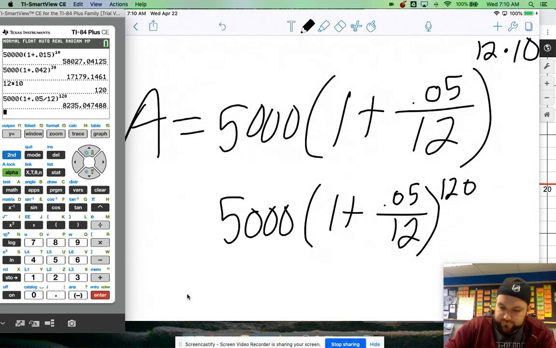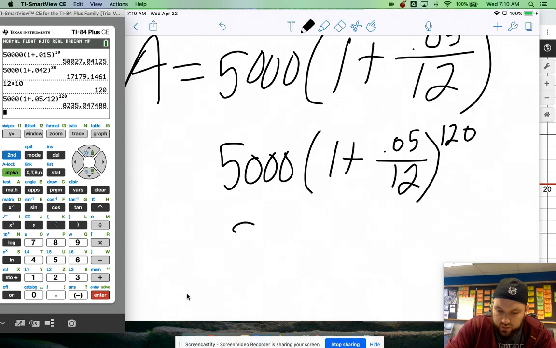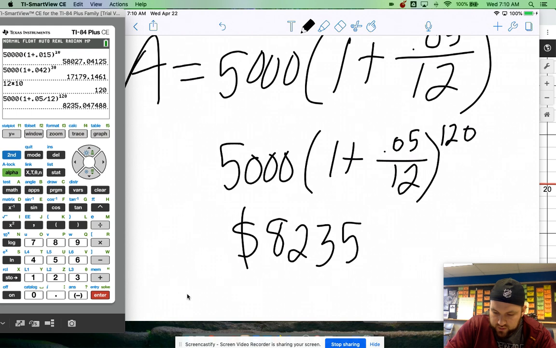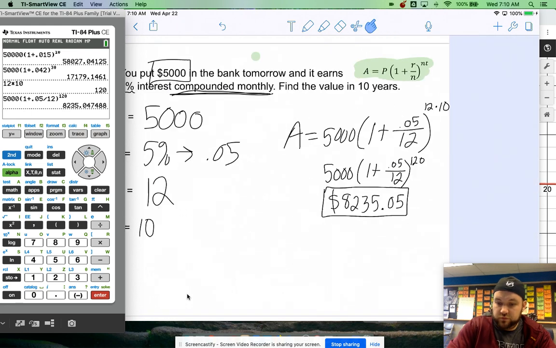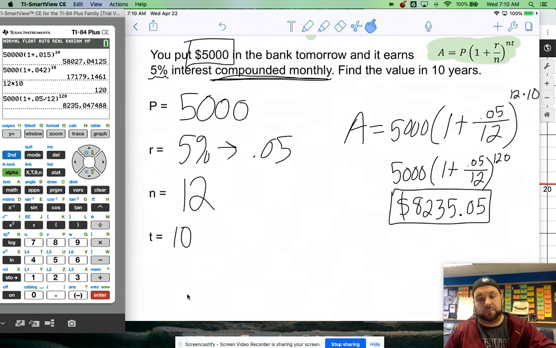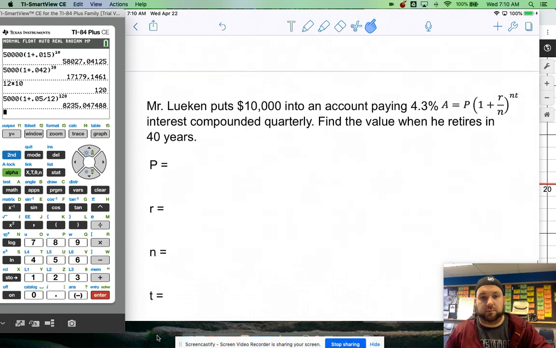So $5,000 becomes $8,235. And if we round, 5 cents. So you made 3,200 bucks just by letting your money sit there. Not bad. One more example, real quick.